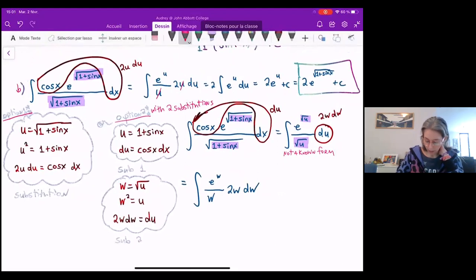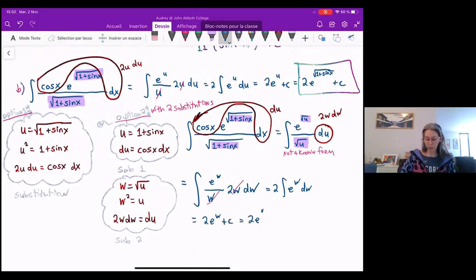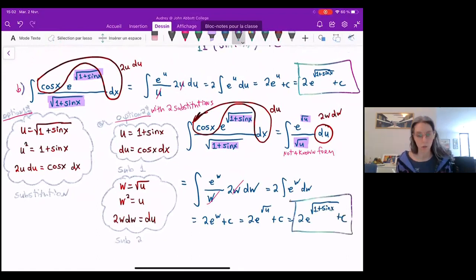So we can say goodbye, goodbye, move that 2 to the outside. Oh, hey, look, I end up with the same simple antiderivative to take. So that's 2e to the w plus a constant, 2e to the square root of u plus c, and then u was 1 plus sine x, so 2e to the square root of 1 plus sine x plus c. Final answer, same as when I did it with just one substitution. Either of these, totally valid options.